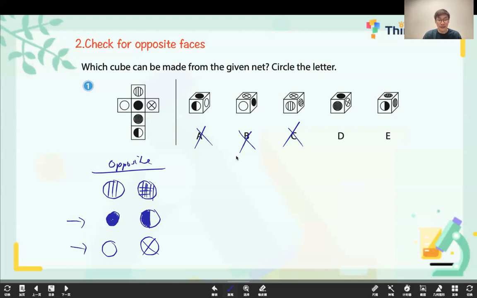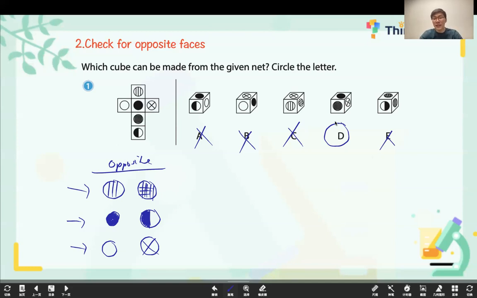How about for E? I'm going to skip D for now. E has a half filled in circle and there's no dark circle, so that's okay. But there is a mesh circle and a circle with lines in it. Because these two both appear, they are classed as opposite, and so that's also incorrect. So clearly by process of elimination, D must be the correct answer here.